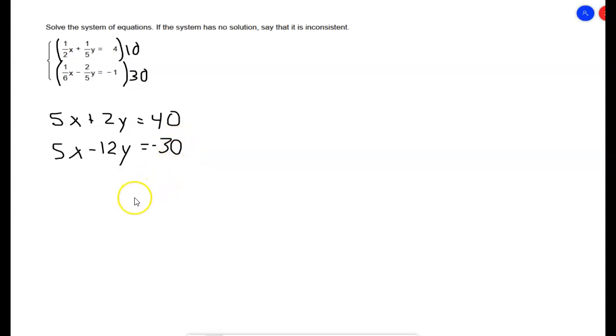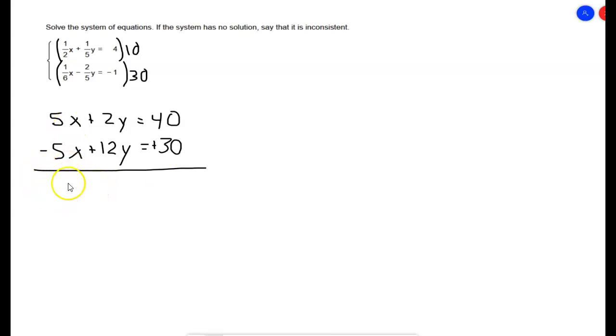Now I'm going to go ahead and do this one by elimination by addition, which means I'm going to try to multiply one of these equations by something that will allow me to add them and eliminate one of my variables. In this case, if I just multiply the second equation by a negative, that changes the sign of everything. Now I'm going to add these two equations together.